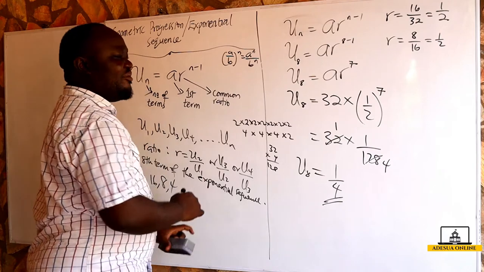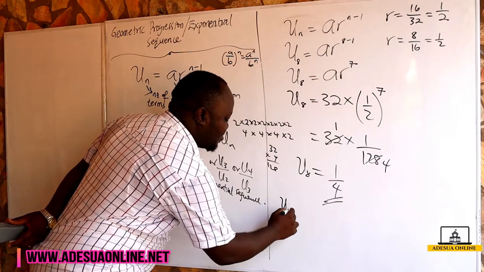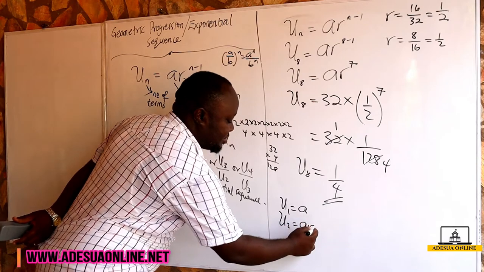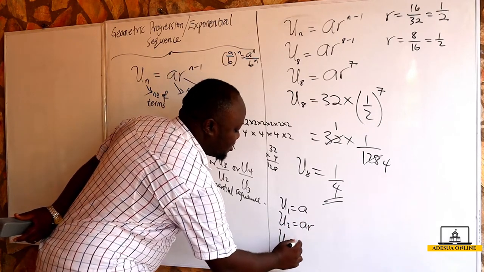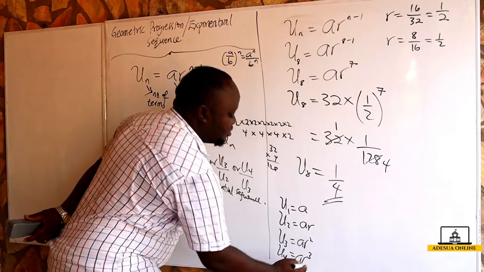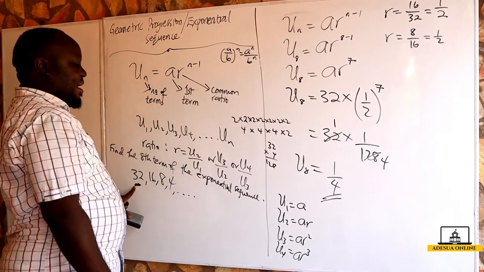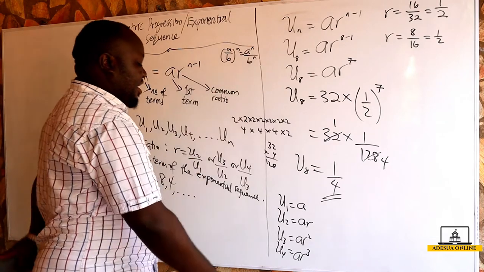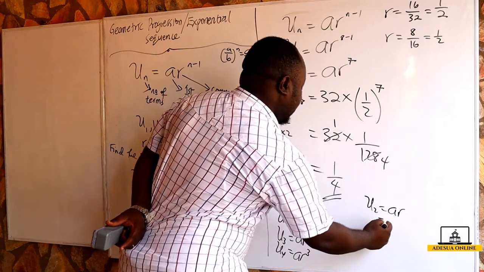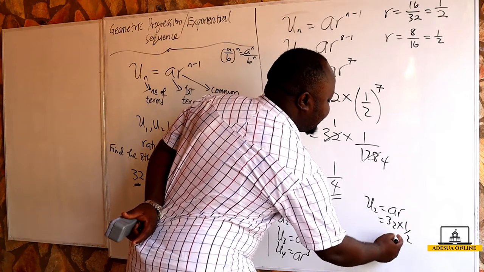So this means that if we have any exponential sequence, our first term u1 is equal to a, our second term u2 is equal to ar, our third term is equal to ar squared, our fourth term is equal to ar cubed. You could see from here that if our first term is a, 32, and our common ratio is 1 over 2, then u2 is ar, which is 32 times half, and this will give us 16.